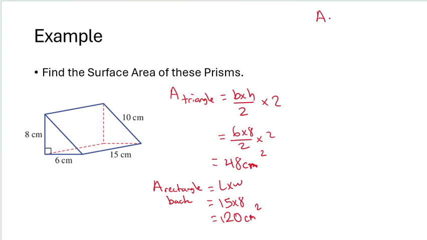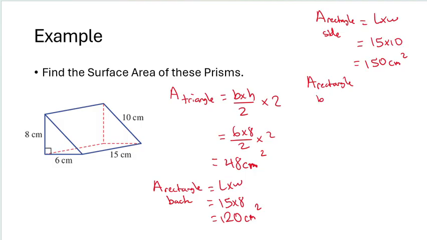Next, you've got a rectangle side. So that's the slanted area here, which I'm just shading in now. So that becomes length times width, which equals 15 times 10. And that is 150 centimeters squared, like so. And then finally, you've got the rectangle bottom, which equals length times width. That is 15 times 6, which equals 90.